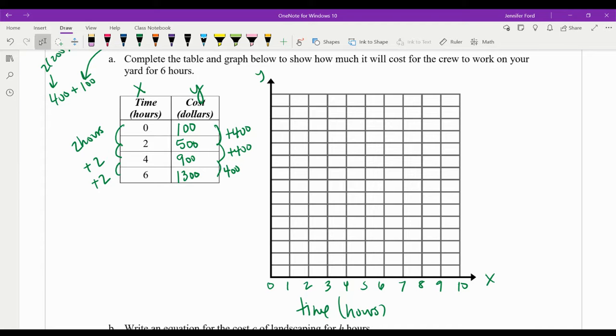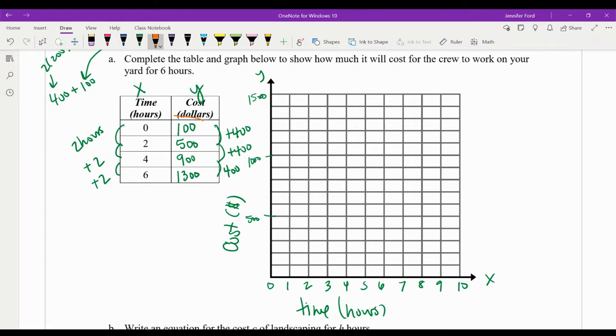So this is the amount or the cost in dollars. And I'm not going to label every one because it's going to get to be too much. So 1, 2, 3, 4, $500. 1, 2, 3, 4. Oops. 1, 2, 3, 4. $1,000. 2, 3, 4. $1,500. Okay.